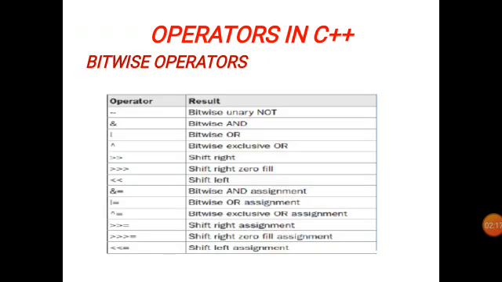The next one, bitwise operators. Here one symbol denotes bitwise unary not, and then there are the symbols for bitwise and, bitwise or, and bitwise exclusive or. Then shift right, and shift right zero fill, and shift left, and then bitwise and assignment, bitwise or assignment, shift left assignment and shift right assignment operators are called bitwise operators.